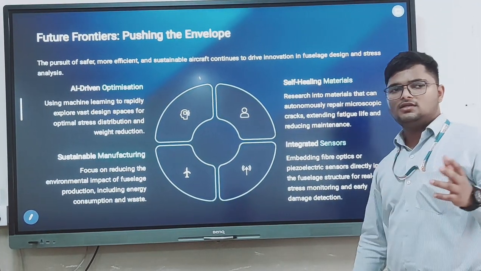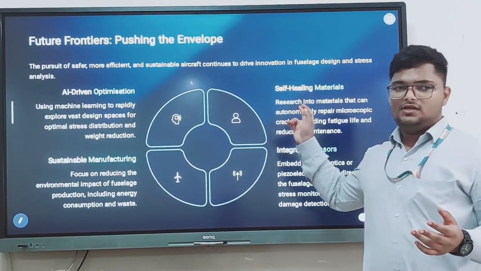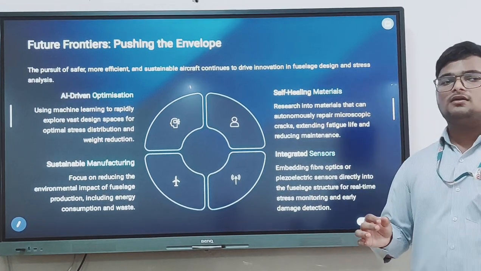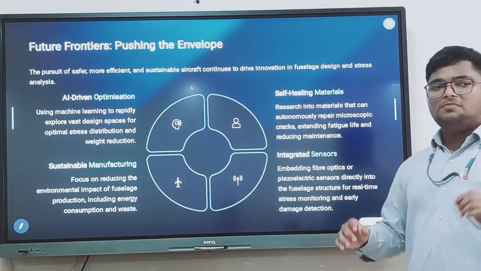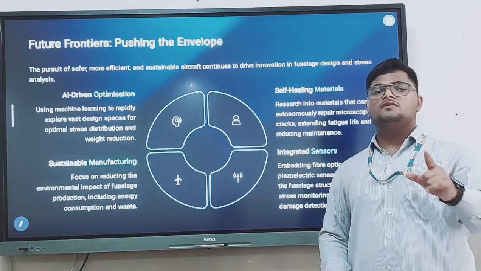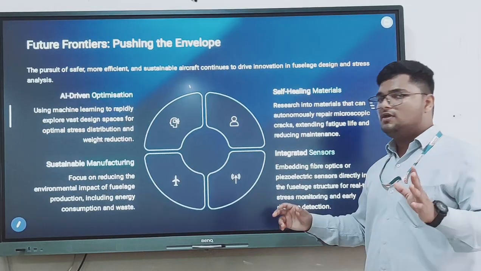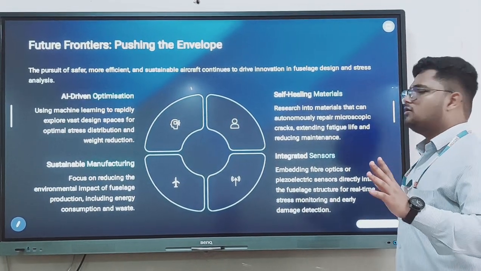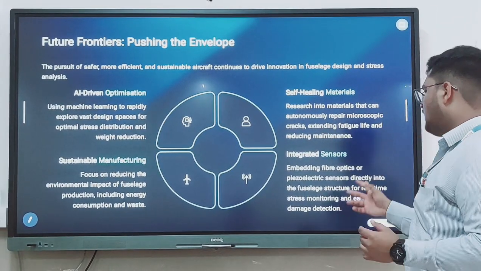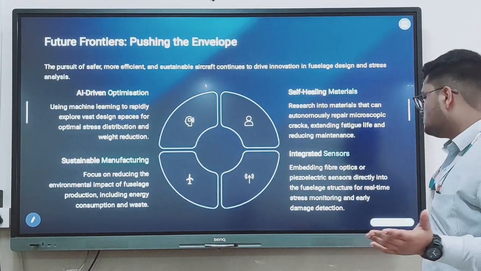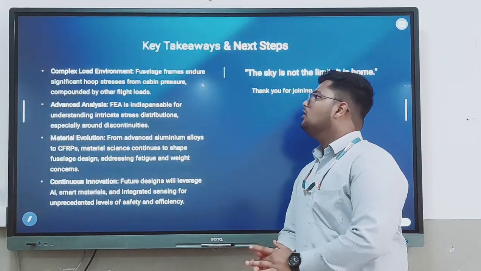Then we have self-healing materials. There is research going on in these materials, which can heal the microscopic damages that happen on the aircraft, which will be the most beneficial thing, because it will reduce the maintenance. It will be a very big impact on aeronautic industries. Then we have integrated sensors, embedded fiber optics or piezoelectric sensors which can go directly into the fuselage structure, and we can monitor stresses and all.